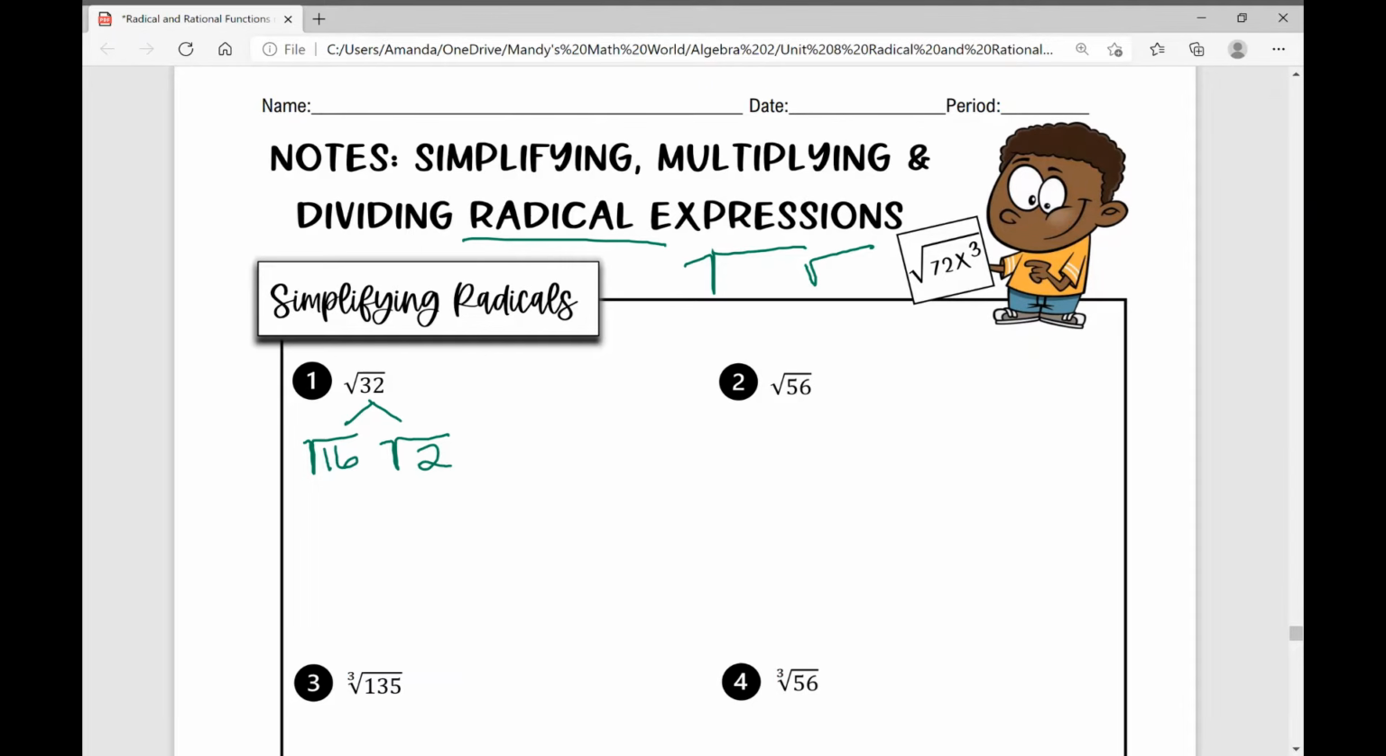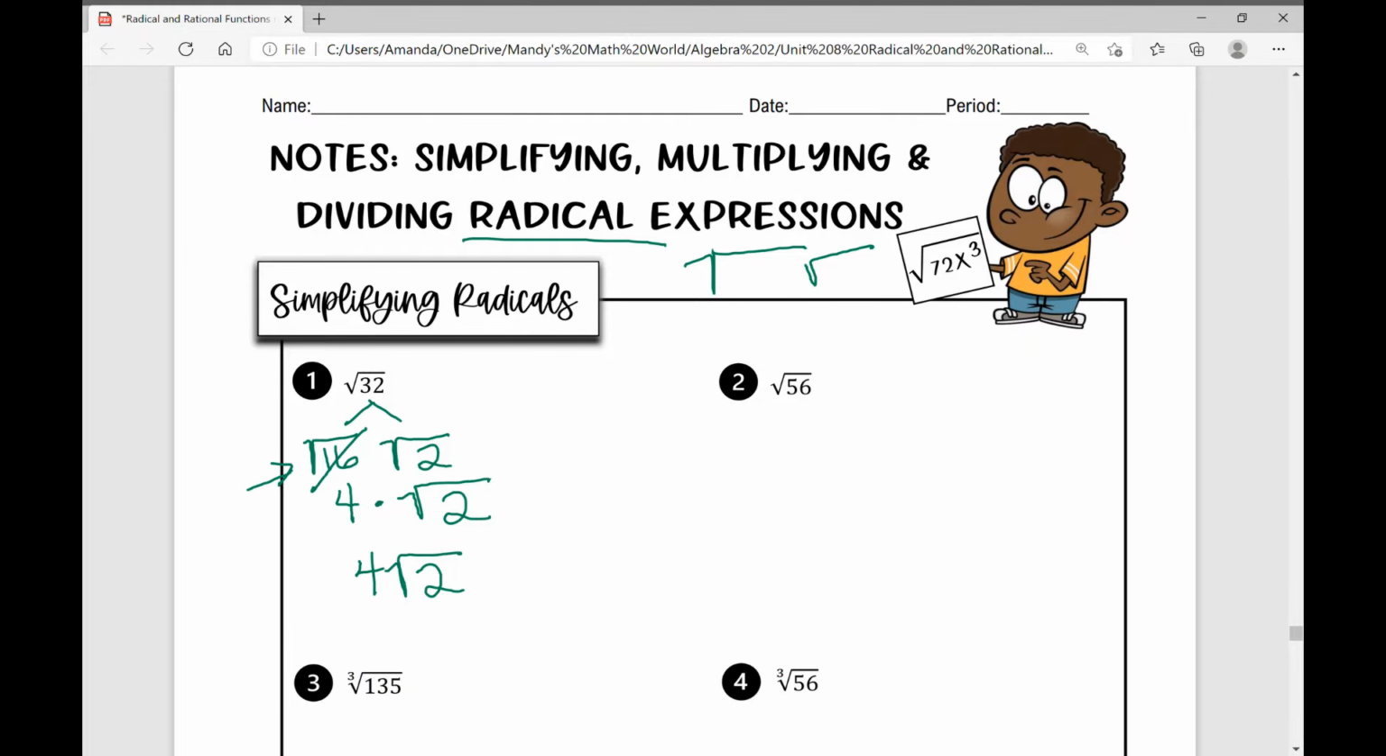And what I'm going to do is rewrite that perfect square. What is the square root of 16? It's 4. So I'm going to rewrite this as 4 times the square root of 2, or 4 square roots of 2, or 4 root 2. You might hear any one of those versions.